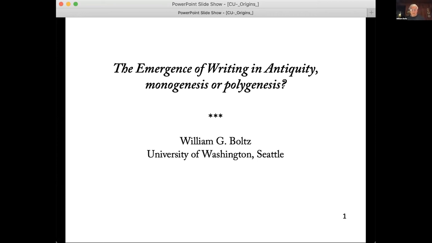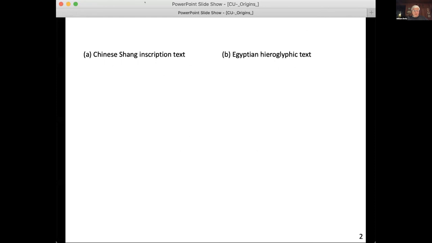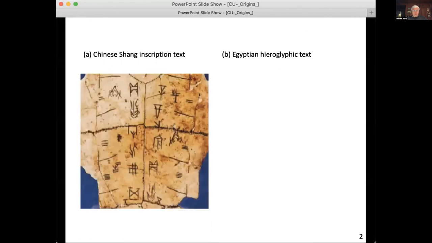So let me start with a few things that are known to everybody here, and yet they sort of set the stage for what I want to talk about. And the first thing that I would like to remind you is that all writing systems in the modern world have developed, one way or another, ultimately either from Egyptian or from Chinese. Either from Chinese, or from Egyptian.